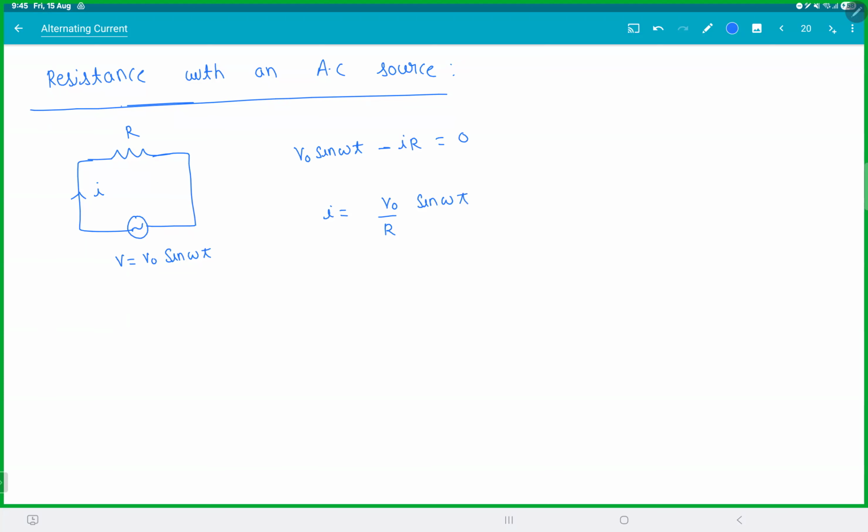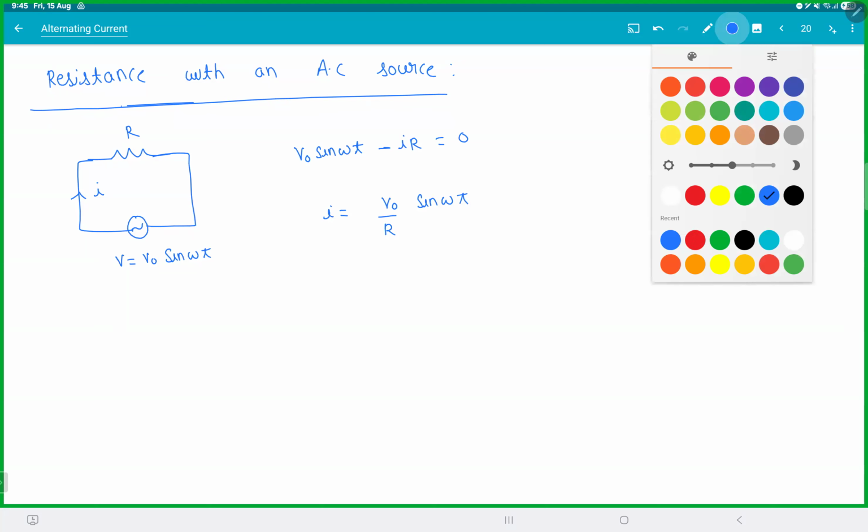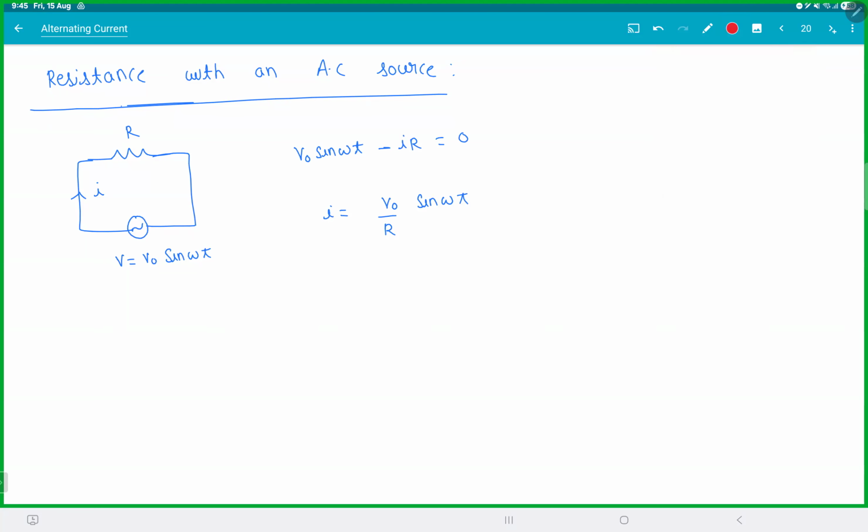If you look at this, it kind of looks normal. Matlab, it kind of behaves like DC only. It doesn't look like a big difference. Both are sine, everything is in phase. So if you try to write this in phasor, this will be V naught angle 0 degrees. If you write the current in phasor form, this will be V naught by R angle 0 degrees. You can clearly see both are in phase. Voltage and current are in phase.